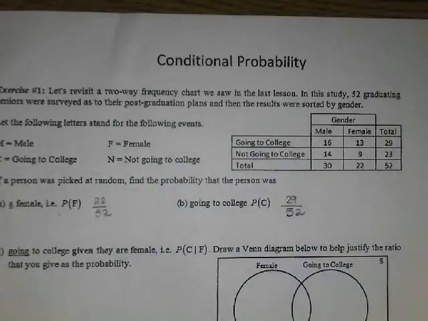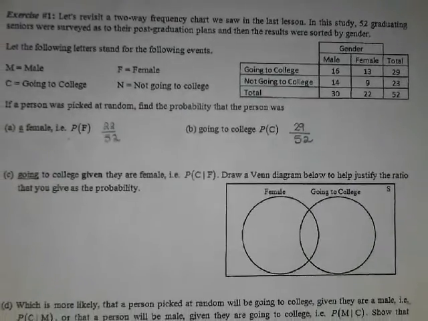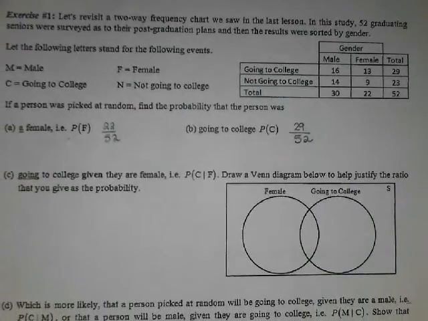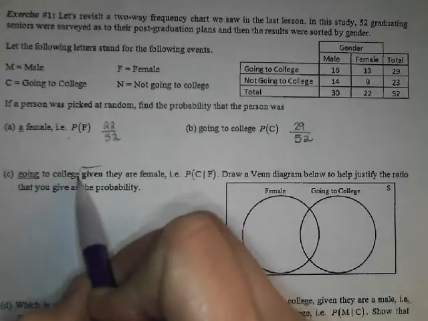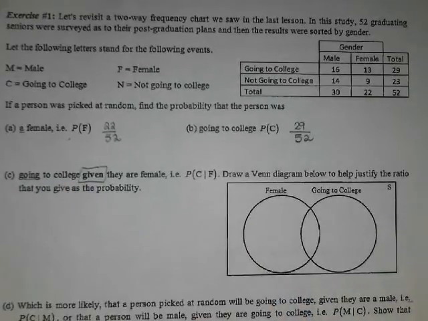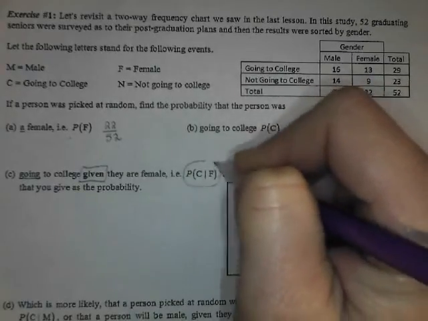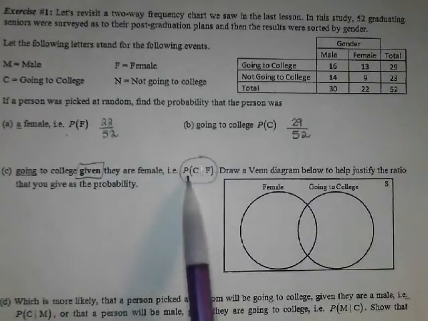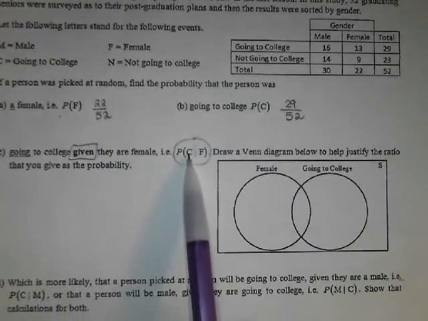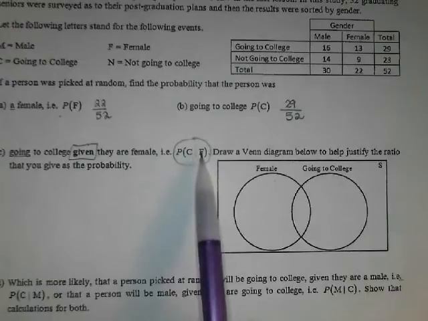Now, here's your intro to conditional probability. There's a new notation that you have to know, and then we have to understand what it's asking us. This is brand new. Part C is asking us for the probability that they are going to college given, and I'll always stress that word, given that they are a female. Here's the notation for that. This is like a straight up and down segment. This is to be read, the probability of going to college given that you are a female.